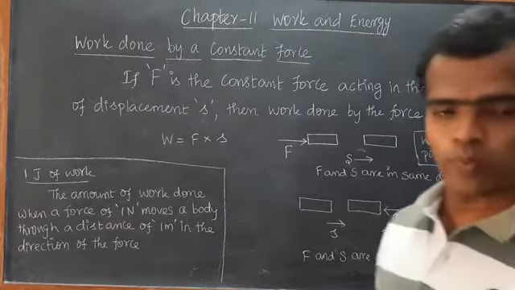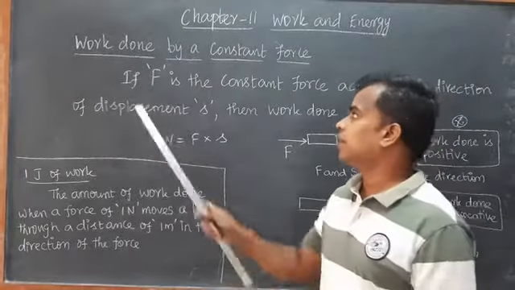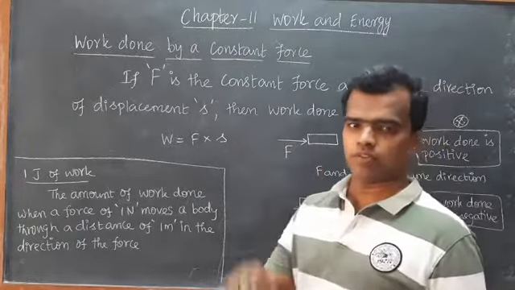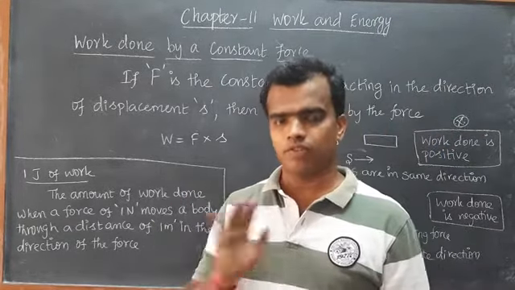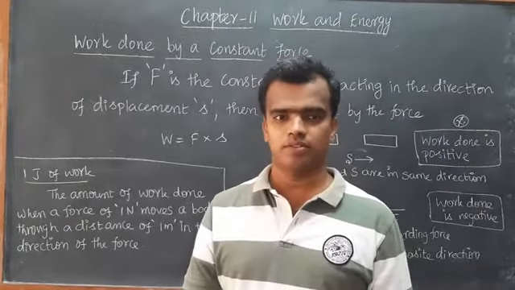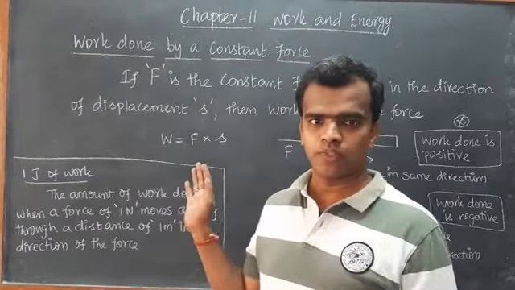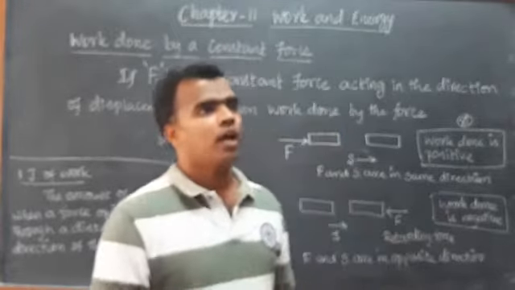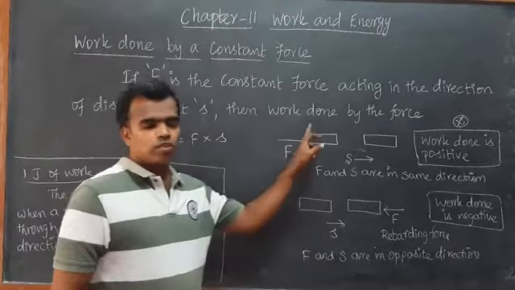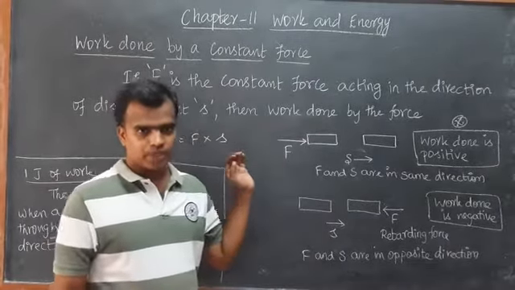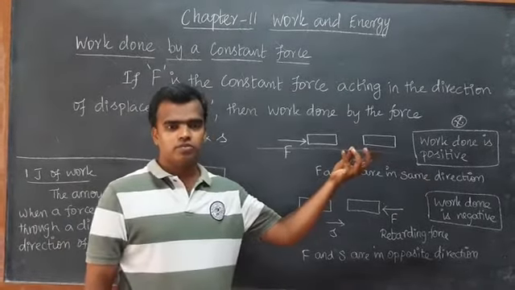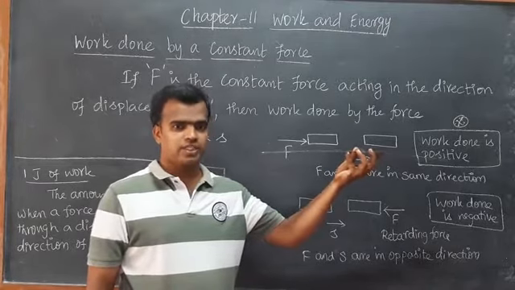And here we are going to see about work done by a constant force. I am applying a constant force. Due to that constant force, what is the work done? And we are going to derive the equation for work done. So let's take one small box. For example, instead of that box, I have chosen this metal scale.